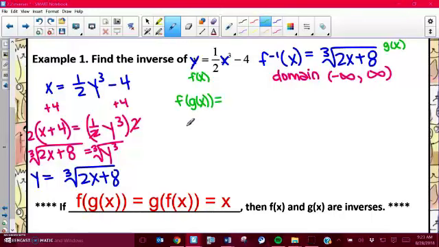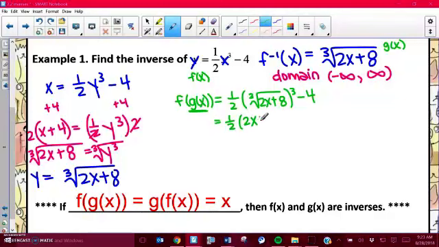So when I plug in a composition of functions, for my g of x function, I'm plugging that entire thing into f. So instead of my x variable, I'm going to use the cube root of 2x plus 8. And then I cube it, and then I minus 4. So now I simplify this down. If I take the cube of the cube root, it just takes away that whole radical.